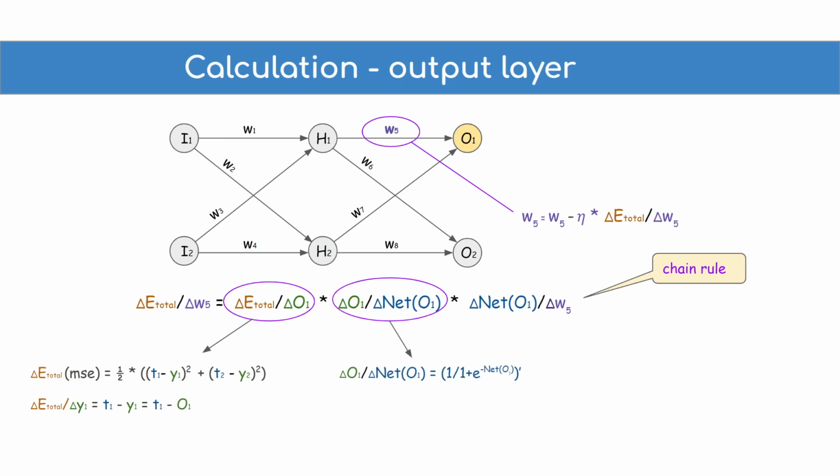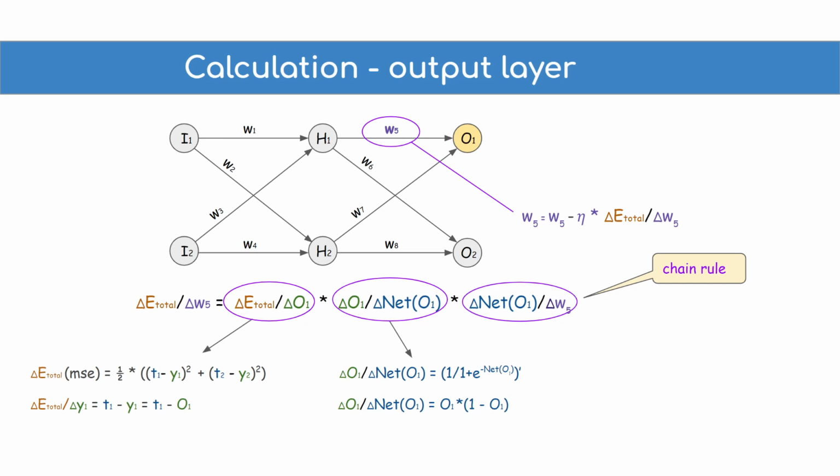The next component is just the derivative of the sigmoid function, and we know that the derivative of the sigmoid function in terms of the output value is the output value times 1 minus the output value. So it's also easy to implement.